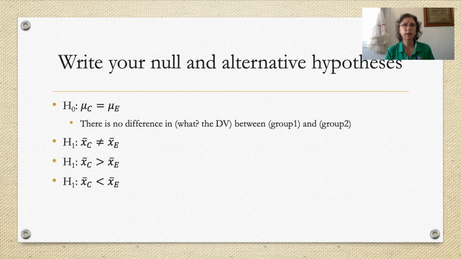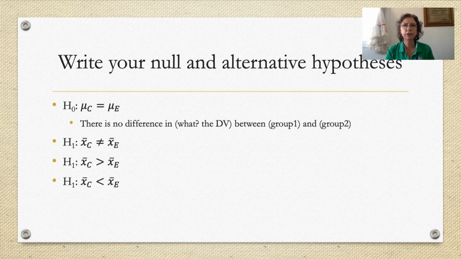Now what about the alternative hypothesis? Which one of these would be correct for our example? So we have that the control group will not be the same as the experimental group. We have the control group will be greater than the experimental group. And we have the control group will be less than the experimental group. Any of these would be viable alternative hypotheses because none of them say that they're equal, right? But which one is correct for the hypotheses that we're testing?